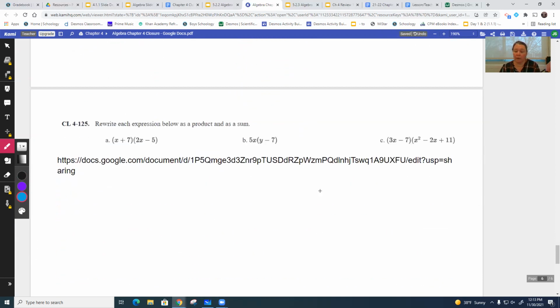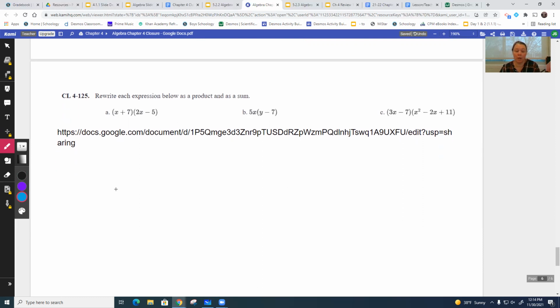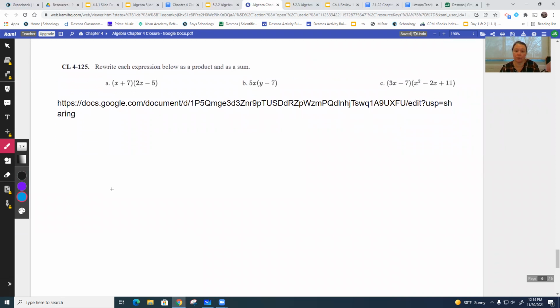All right, 125. I'm not sure why this is here. It accidentally randomly pasted some things. Don't worry about that. It says rewrite each expression as a product and as a sum. Yeah, I don't know what that is. All right, I'm not going to worry about it.